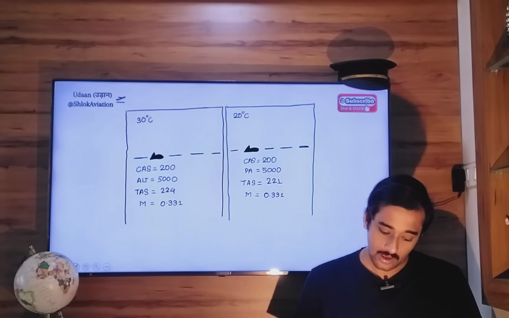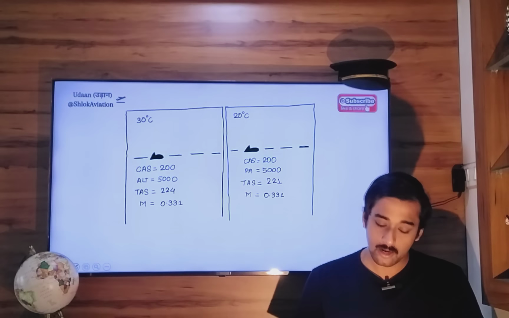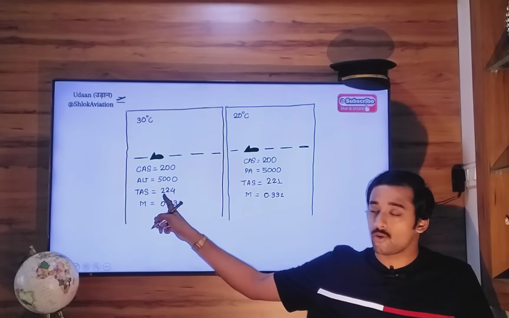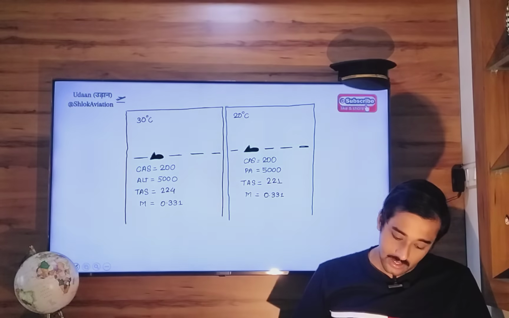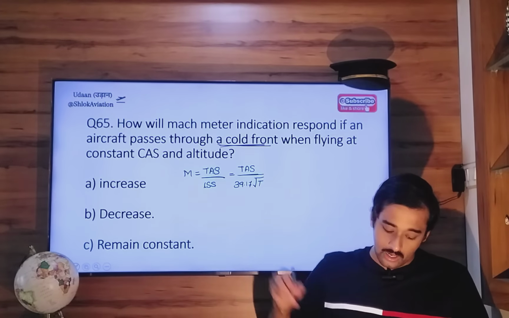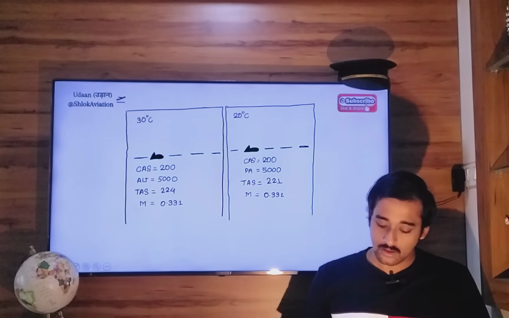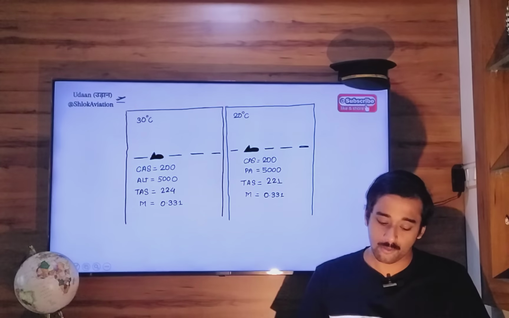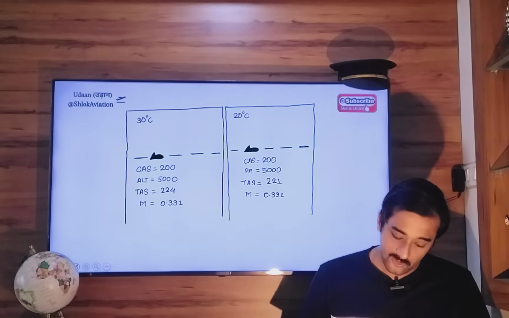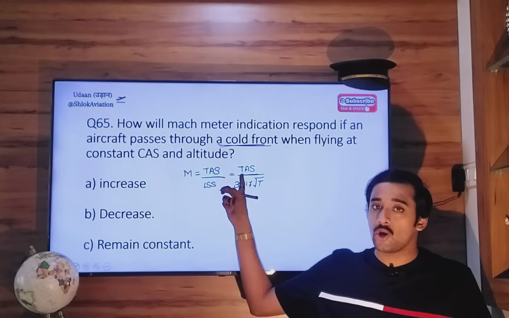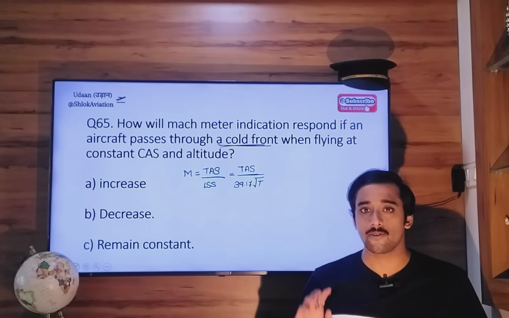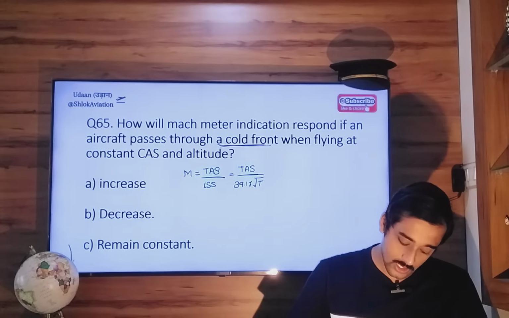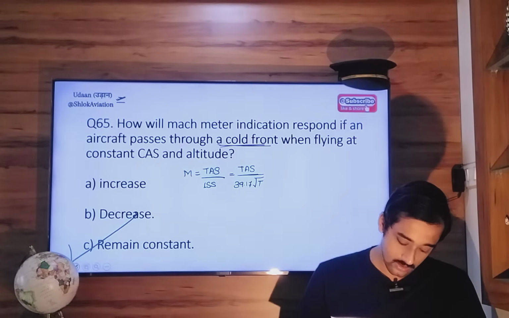Right? So what happens is in warm air mass, your TAS increases. TAS is 224 and local speed of sound will be proportional to 30 degrees Celsius. And in cold air mass, what happens? Again, your local speed of sound will be proportional to temperature, so 20 degrees Celsius. If you put that in this formula, you can get your Mach number. So using this manual formula also, you can find approximately the same Mach number for two different air masses. So correct answer is option Charlie. Next.